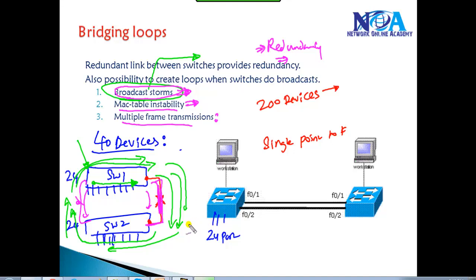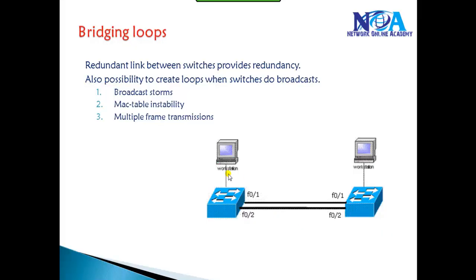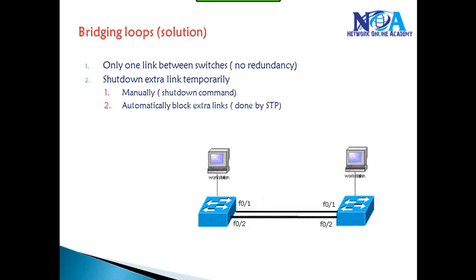Now these are the general problems we have if you add 2 or more than 2 links between the switches. We call them bridging loops. Now we need a solution for this, right? So at the end we need a solution which is going to provide redundancy and at the same time prevent the loops. So there are some possible solutions we can think about to stop this.